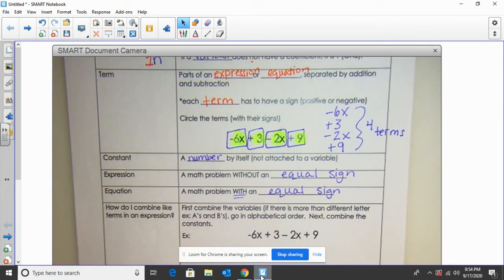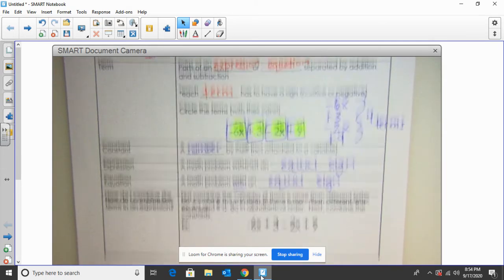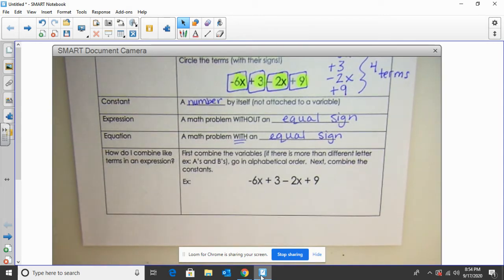Okay, so now I'm going to get into the details of all of those parts, which is just our basic vocabulary of what I needed to know before I can actually combine like terms. So if I move down here to the bottom of the notes, the question says, how do I combine like terms in an expression?